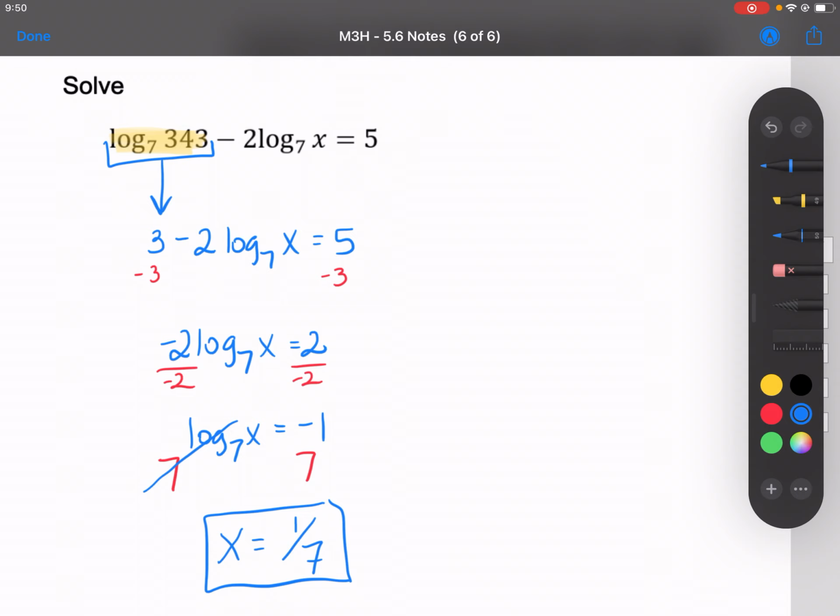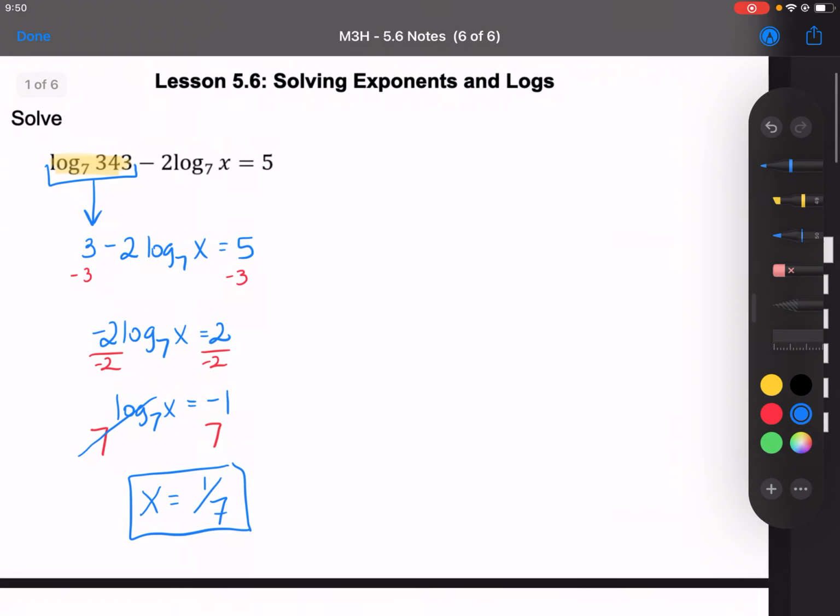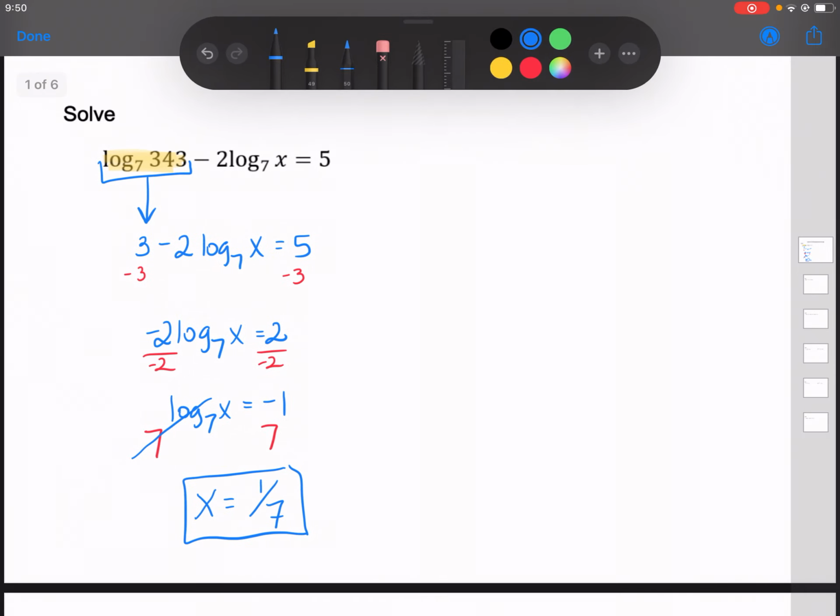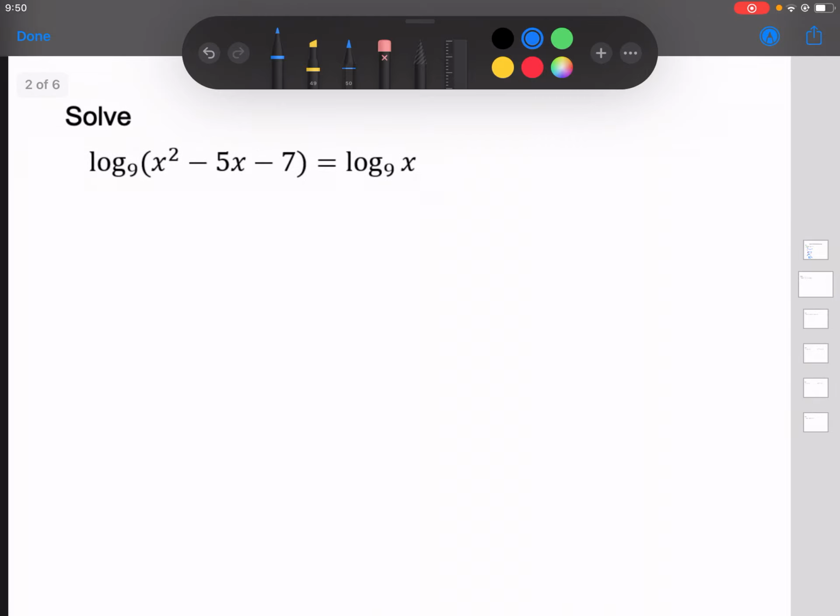So let's do another problem. Oh, I thought there was one on this page. Nope. Let's go to another one.